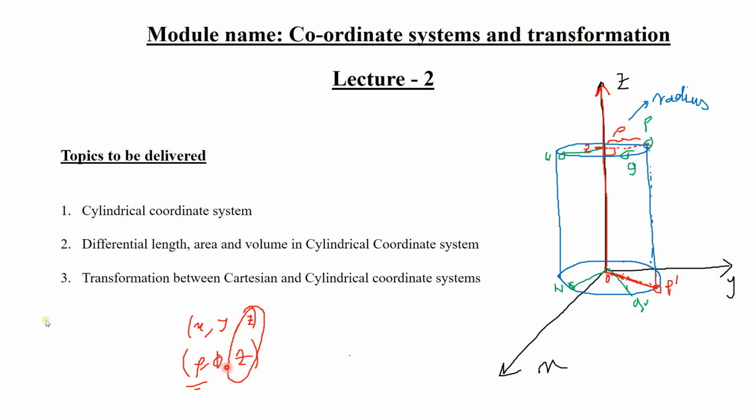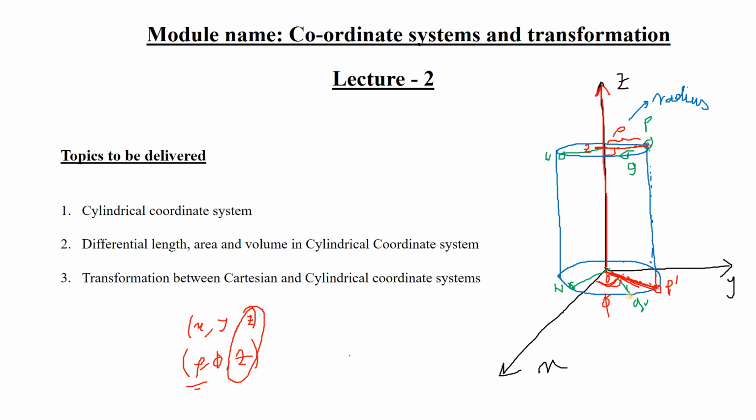For that, the second coordinate is used, which is phi. Phi means the angle of this line. Point P, you will draw the mirror image, point P dash. Now this radius is equal to this radius, because both surfaces of the same cylinder have the same radius. So this line, what angle is it making with respect to the x axis? This angle is called phi.